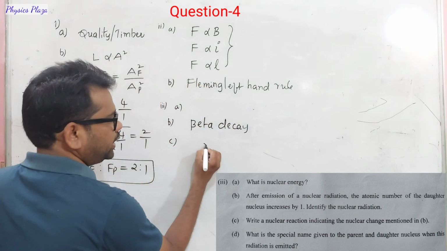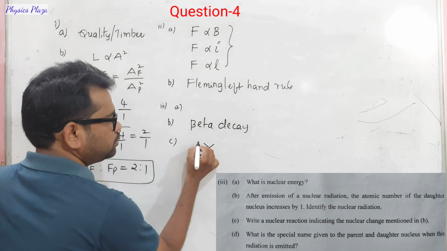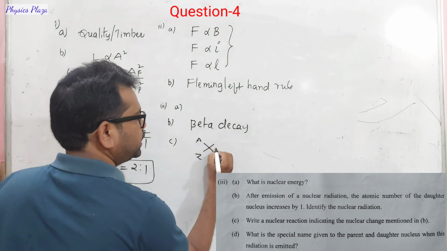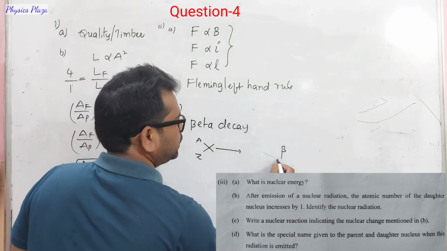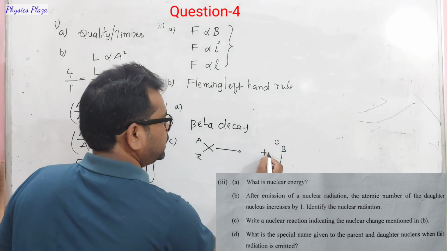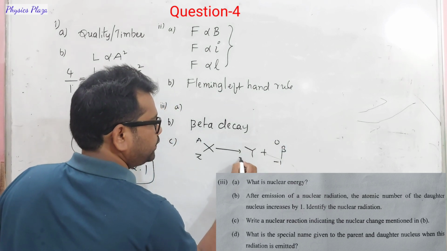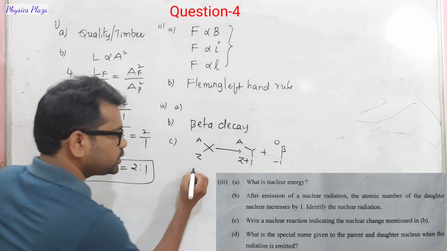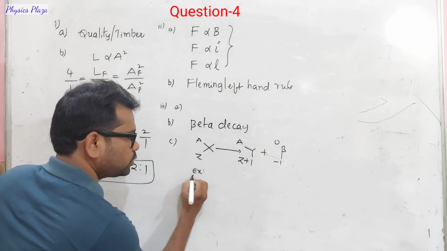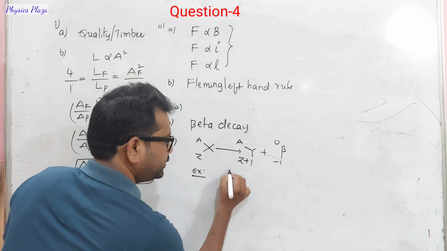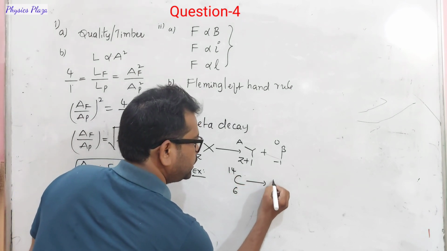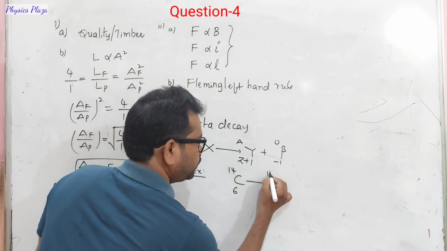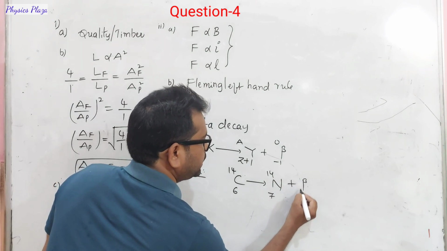Like this, for example, X with atomic number Z and mass number A. So here what will happen? Beta is emitted, so that here it is going to be a daughter nuclei with Z plus 1 and mass number A. Okay children, so here we should write an example also. For example, carbon C 6 14 will convert into nitrogen 7 14 plus a beta particle.